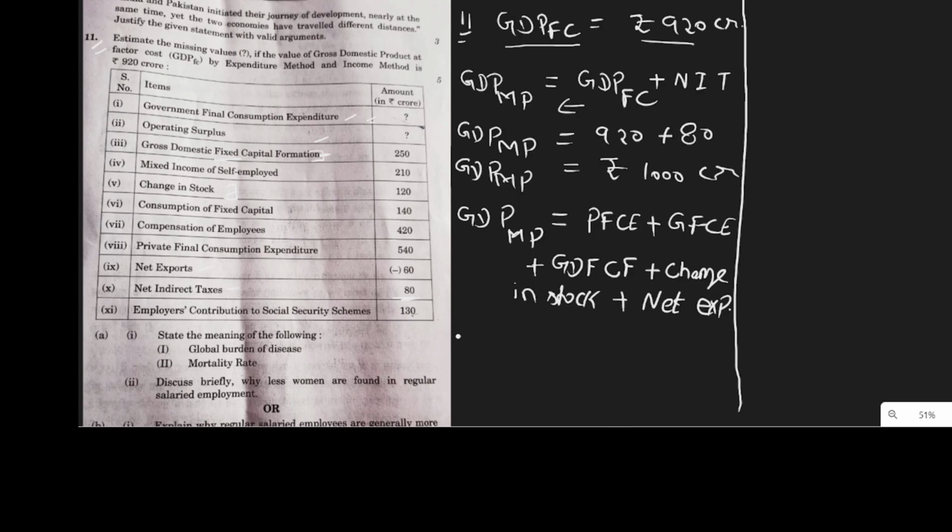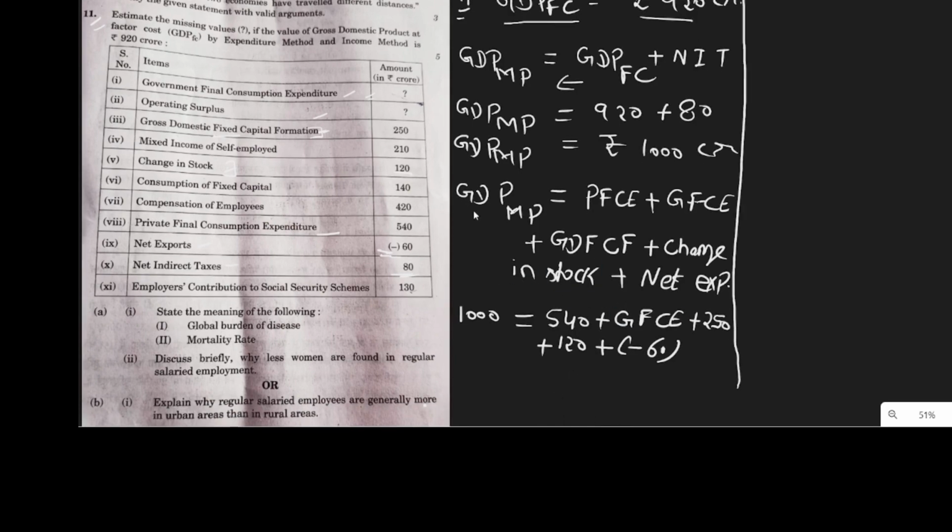I'll put the values now. GDP MP is 1000. Private final consumption expenditure is 540. Government final consumption expenditure is to be calculated. Gross domestic fixed capital formation is 250. Change in stock, that is 120. Net exports, that is here minus 60, plus minus 60.